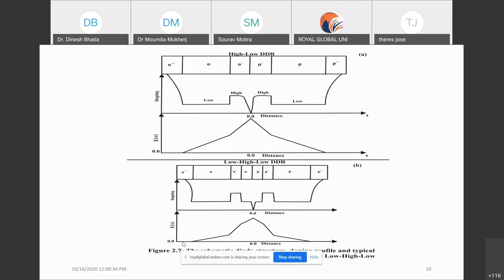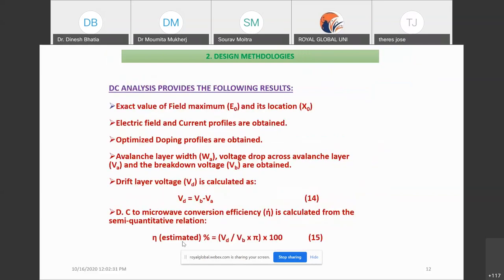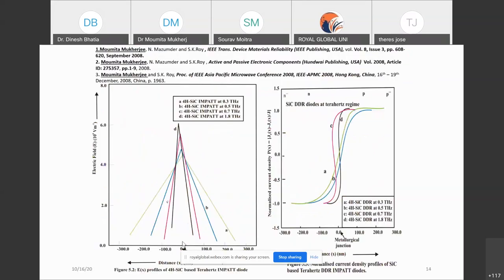When the design is complete, then the actual fabrication steps will start. And since it is a nano device, the terahertz antenna, the device will be embedded within the antenna system, and that fabrication needs some control, particularly for getting low series resistance and high power. So a double iterative DC mechanism has been adopted for this design, and the breakdown voltage and a predictable efficiency, these are some of the mathematical background that we have developed in our own laboratory, but I am not going into it because of the time constraint.